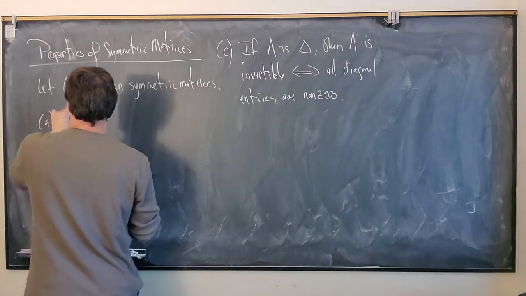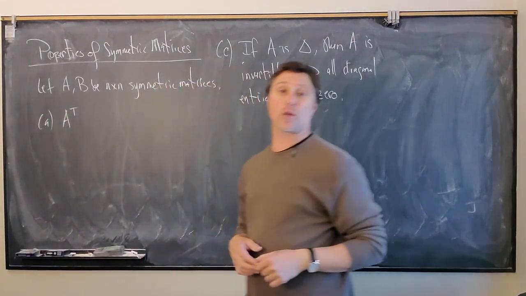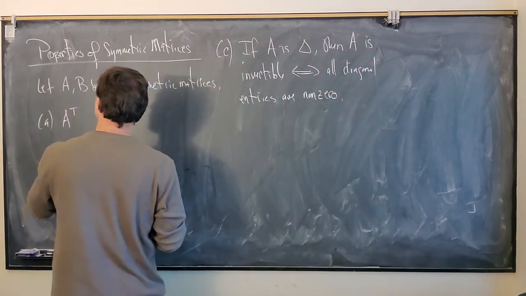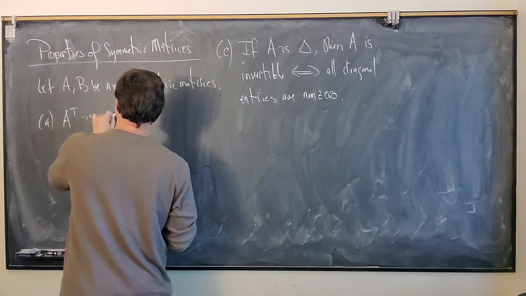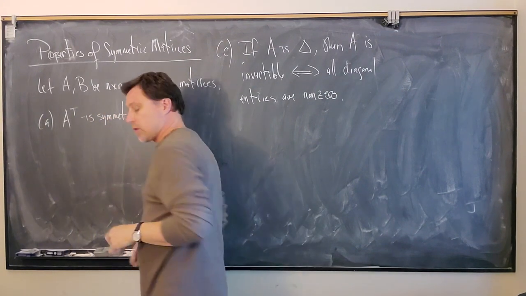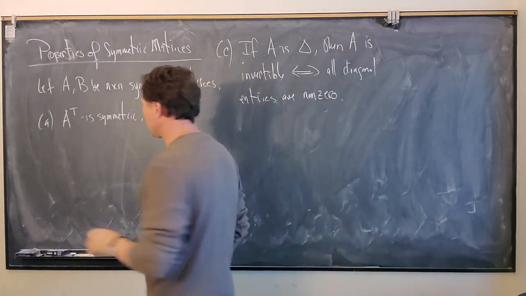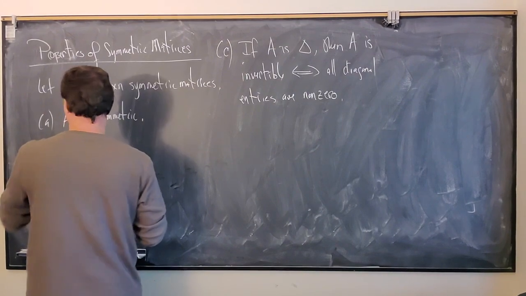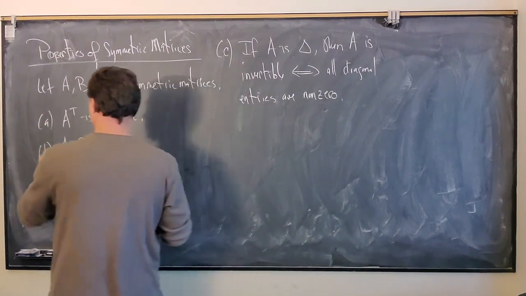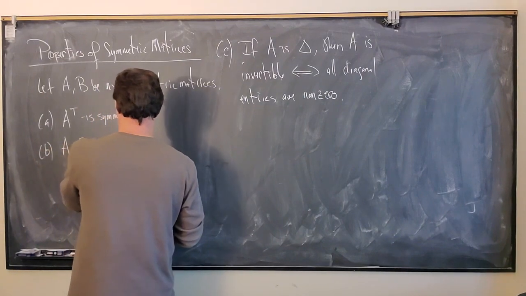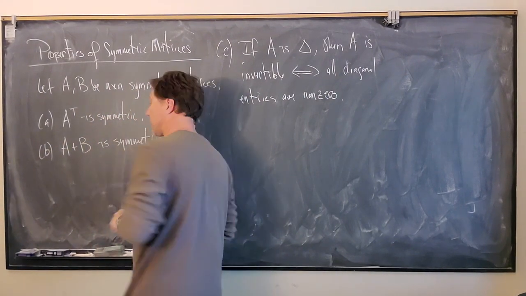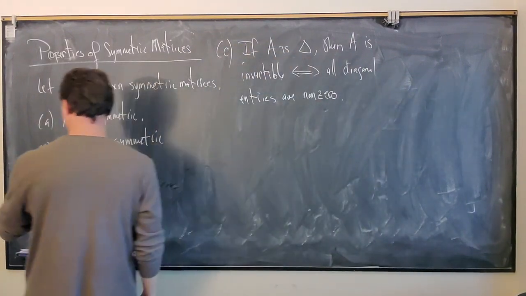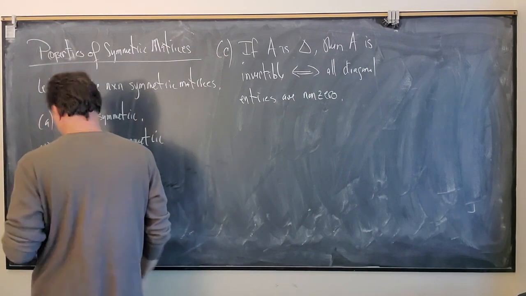The first property, this should be obvious. If A is symmetric, what does that mean? It means that A is equal to A transpose. So if A is symmetric, then so is A transpose. So no surprises there. Part B, A plus B is symmetric. So the sum of symmetric matrices is symmetric. Maybe that's a little less obvious, but it's not too hard to show.